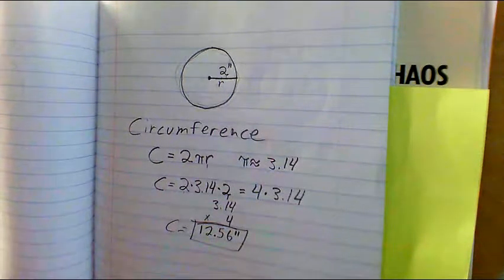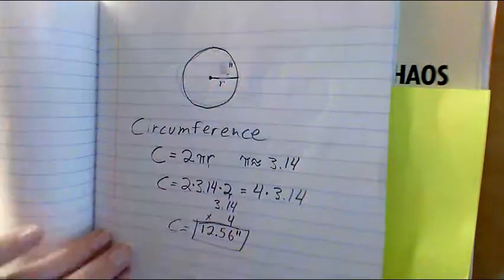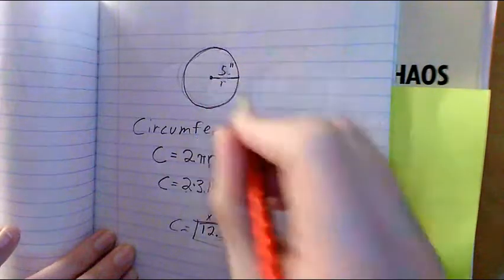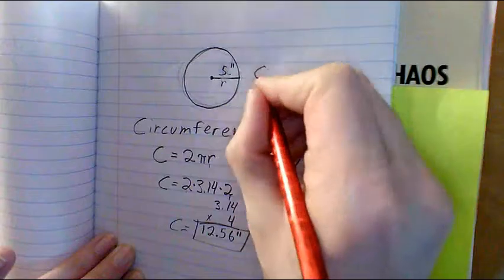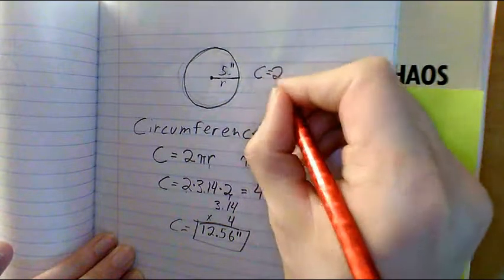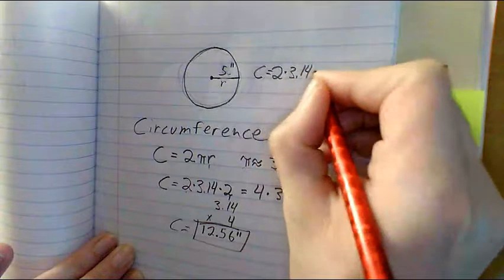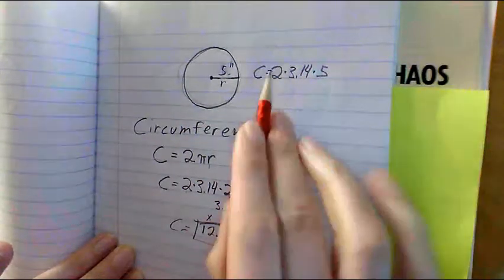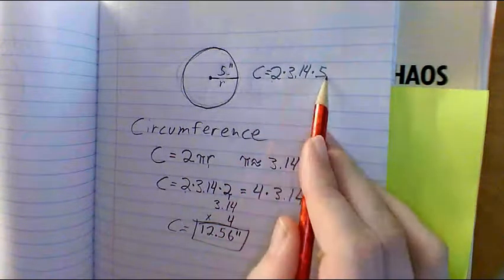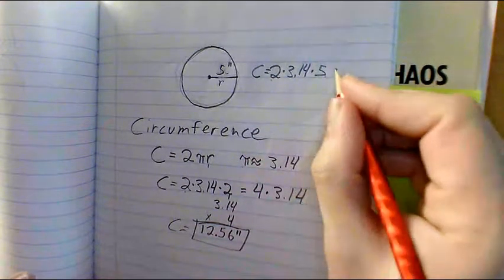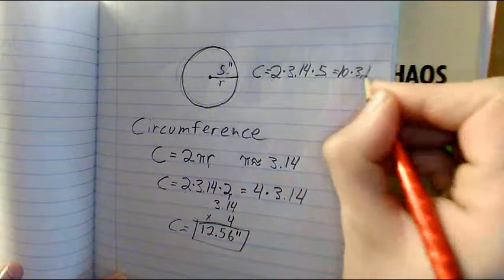All right, and suppose I had a different number. I could say something else. What if I had, let's say 5. So if I want the circumference, if it's now 5, you're just going to do circumference equals 2 times pi, which is 3.14, times 5. All right, and this one is actually easy to work out. 2 times 5 is 10. So we got 10 times 3.14.